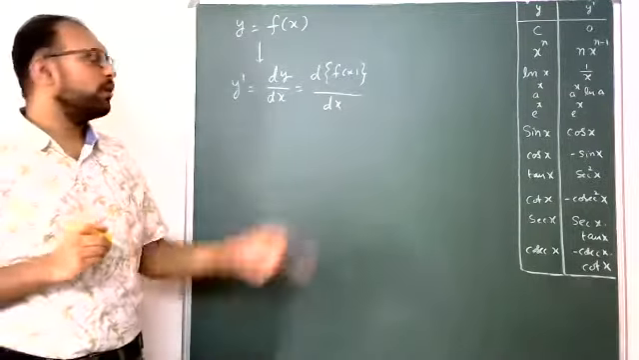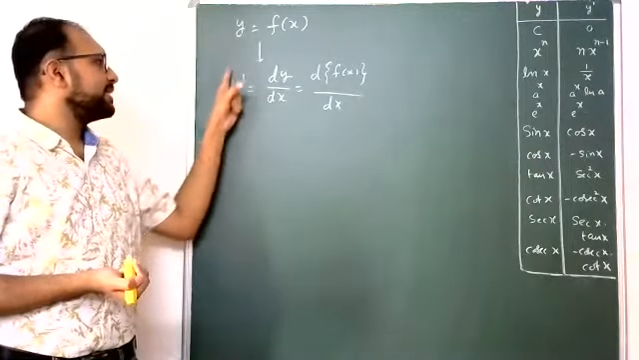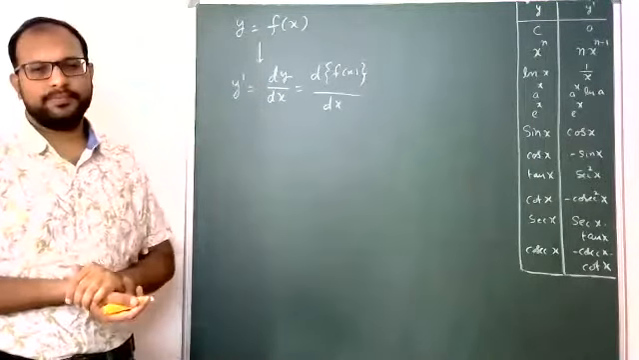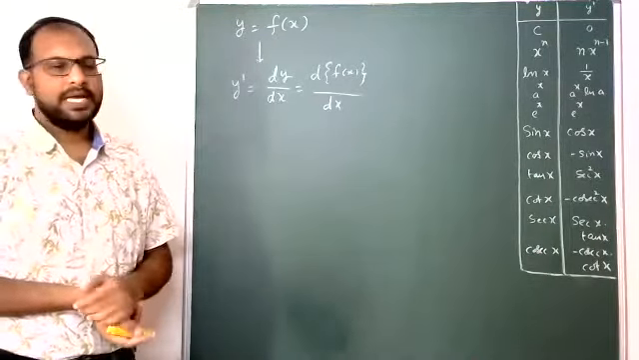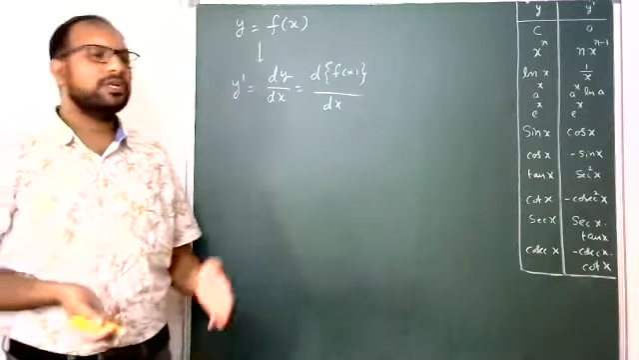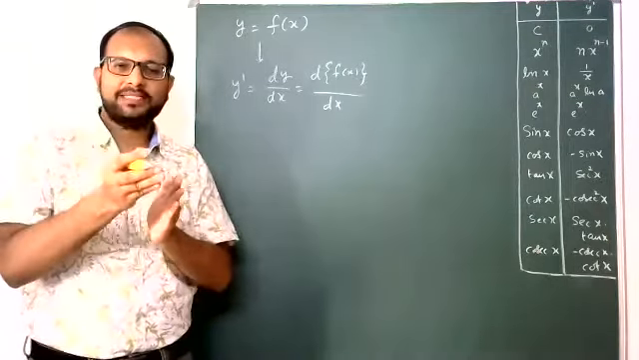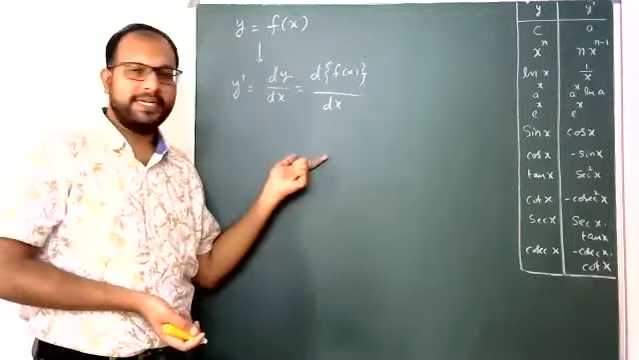Up to now, whatever the differentiation may be, only one time is complete. The first derivative representation is y prime. Y prime means one time differentiation is over. This is the first derivative symbol. Suppose the first derivative of sin x is cos x. So one time differentiation is over.